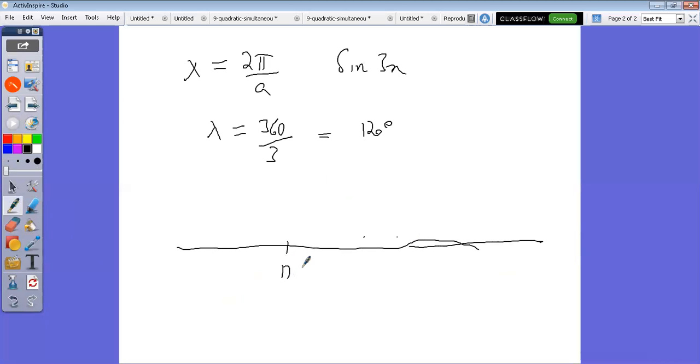So 120 degrees, 240 degrees, then 360 degrees. Half of 120, half of that is 60 degrees. 60 plus another 60 there, it's 180, I think. Then if you add 60 there, that's 300. Okay, let's do it like this. Then I call our normal wave like this.